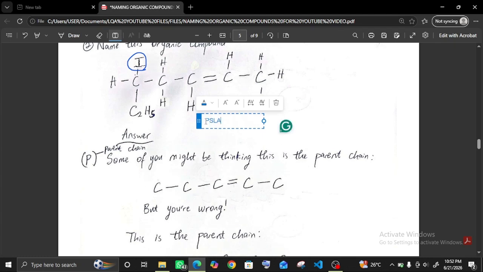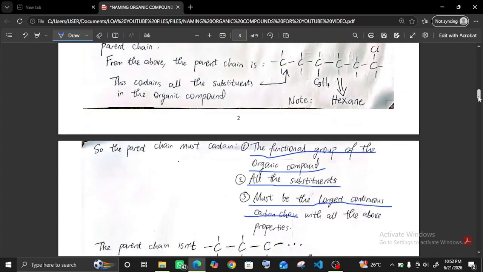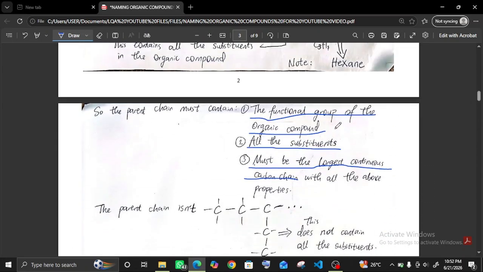That's the PSLA rule, to identify a parent chain. As you can see, this carbon atom here is attached to the terminal carbon atom. That's the last carbon atom. That means that it is also part of the parent chain. Remember what I said before: the parent chain must have what? Three properties. The functional group of the organic compound, it must have all the substituents, and it must be the longest continuous carbon chain with all the above properties.